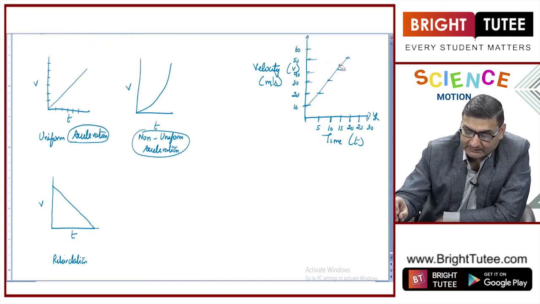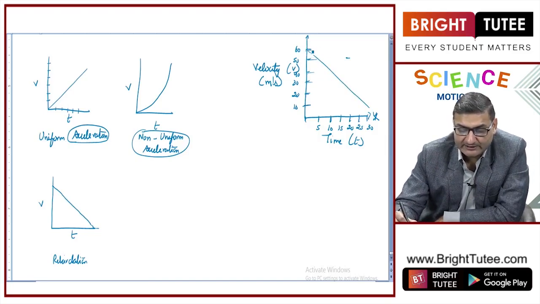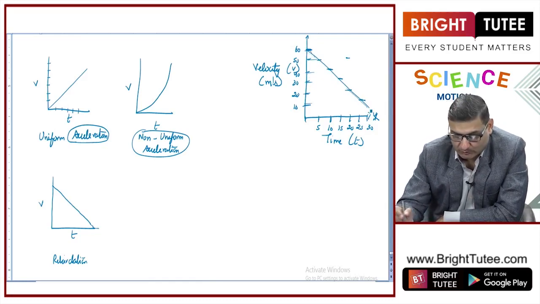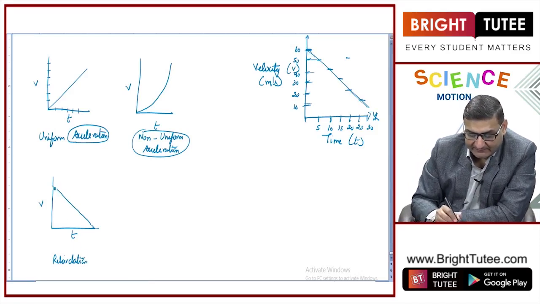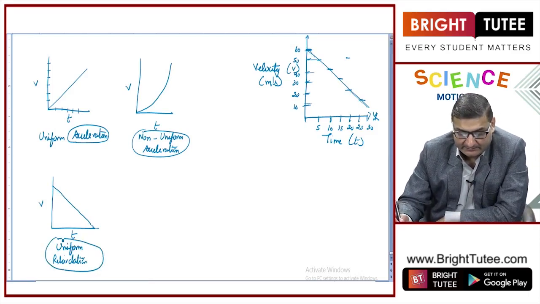But if the same thing we try to relate in the graph, and we see that a line is coming downward. Now this shows that initially the body was moving at a higher velocity, and with the passage of time the velocity is decreasing. So this line coming downwards shows retardation, and again if it is a straight line it will be a uniform retardation. Got it? That the body is retarding uniformly.